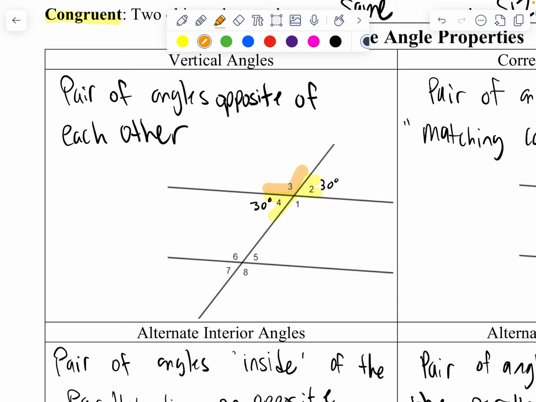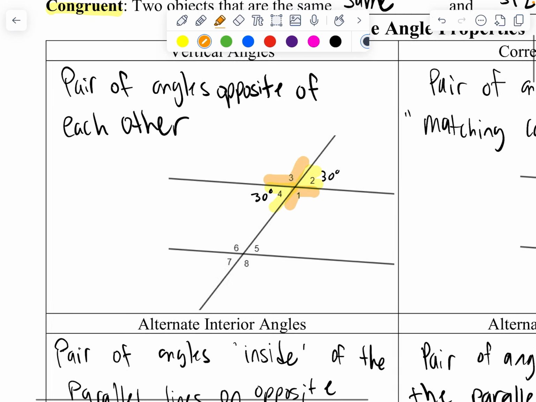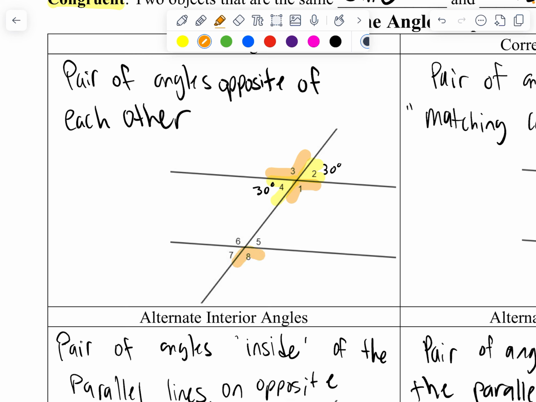Now, we have angle 3 and angle 1. Those are directly opposite, also considered vertical angles. On the other parallel line, you have the same idea. 6 and 8, 5 and 7, those are pairs of vertical angles as well.